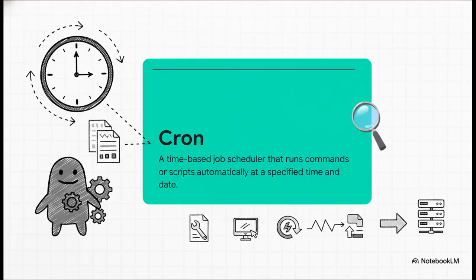So what is cron, really? Under the hood, it's just a little background process, a daemon, that wakes up every single minute. It checks its to-do list, which we call a crontab, and asks, is there anything I need to do right now? If the answer is yes, it runs the command. It's the perfect setup for anything that needs to happen over and over again on a set schedule.